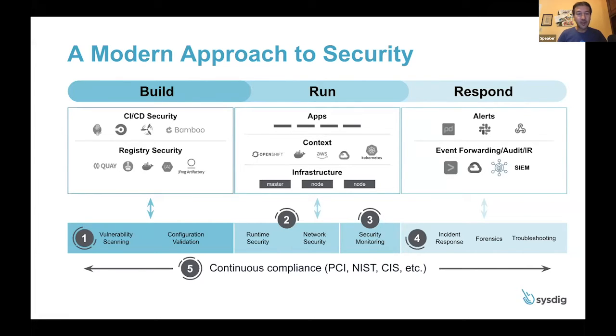From the build phase on the left, build is really the area where we have an opportunity to shift security left. And this is very, very important and very exciting, right? So technologies like image scanning and vulnerability scanning, or the ability to do strict validation of configuration and dependencies of applications as they travel through the CI/CD pipeline, are extremely important and must be part of a modern security strategy.